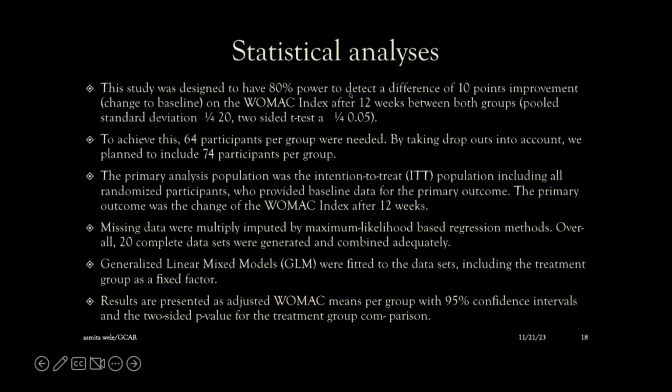The study was designed to have 80% power to detect a difference of 10-point improvement on both sides, with a two-sided t-test, pooled standard deviation of 20, and alpha 0.05. They calculated that to achieve this, 64 participants were needed. By taking dropouts into account, they planned to include 74. They actually included 77 and 74, and they included all at baseline for the analysis. So this is one of the important aspects while planning even a small study at master's level. The statisticians should be this much aware of the situations.